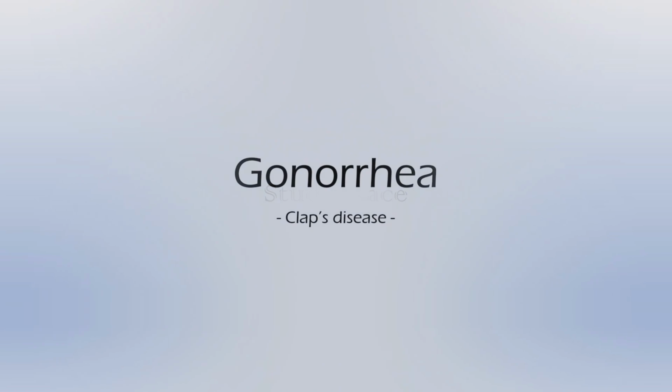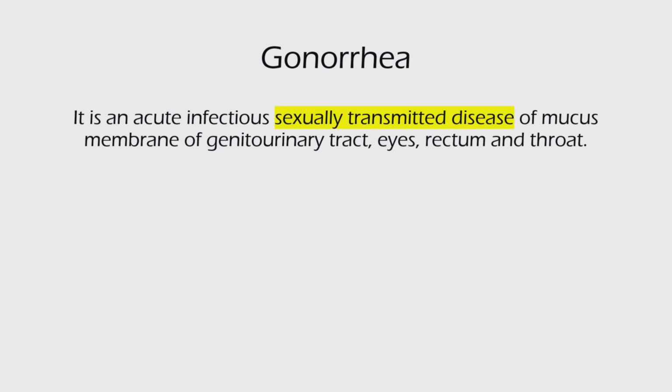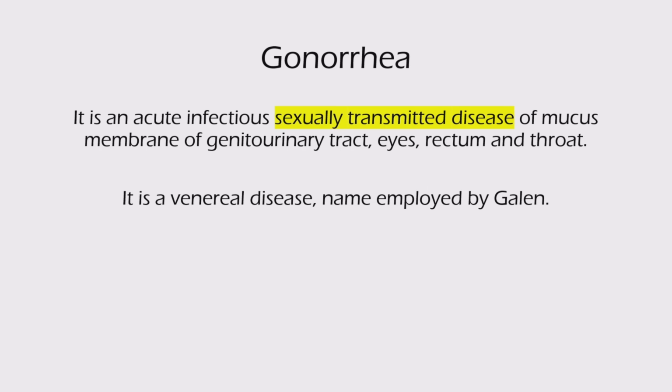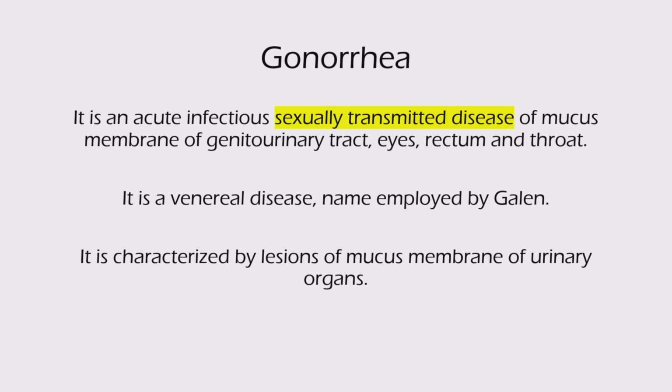Today, we are going to study about gonorrhea, which is also known as Clapp's disease. It is actually an acute infectious sexually transmitted disease of mucous membrane that affects genitourinary tract, eyes, etc. It is a venereal disease, name employed by Galen. It is characterized by lesions of mucous membrane of urinary organs.